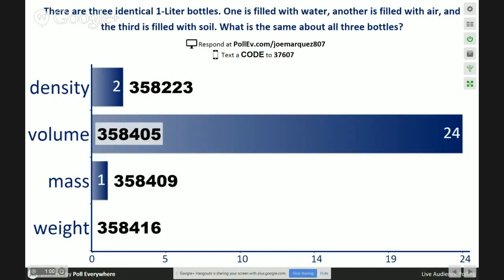How many milliliters are in 1 liter? 1,000. Remember, the word milli means 1,000. So like when the year 2000 came, you probably weren't born yet. It was the millennium. Milli, meaning 1,000.